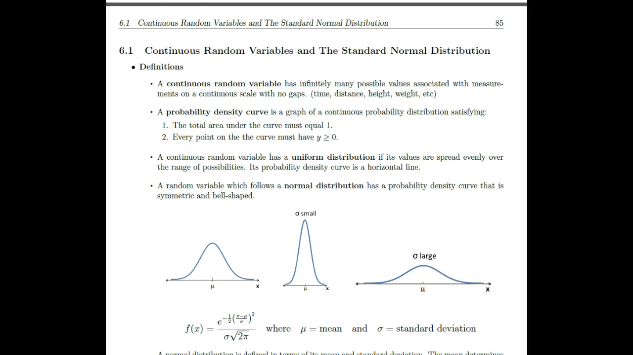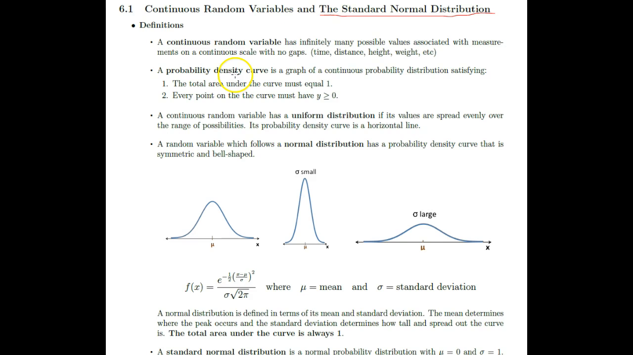So, section 6.1. Section 6.1 talks about continuous random variables, and specifically the one I just talked about called the standard normal distribution. We have some definitions and some facts here. I'll highlight the important ones. In a probability density curve, the total area under the curve must equal 1. That's something we just talked about.